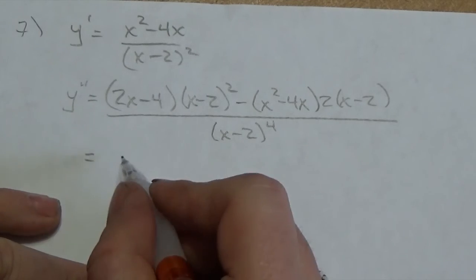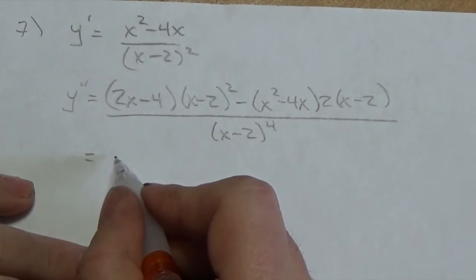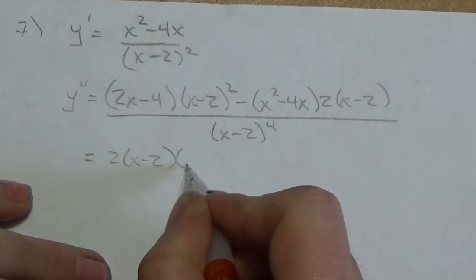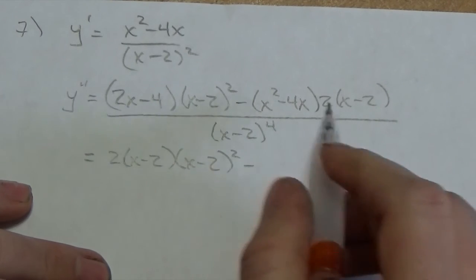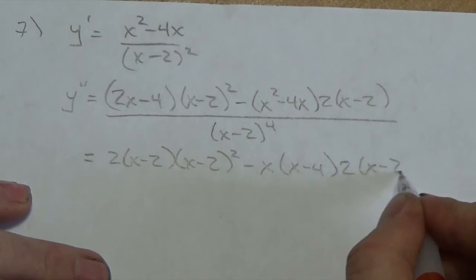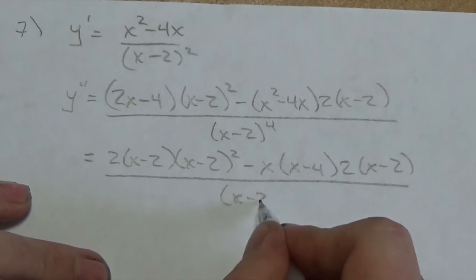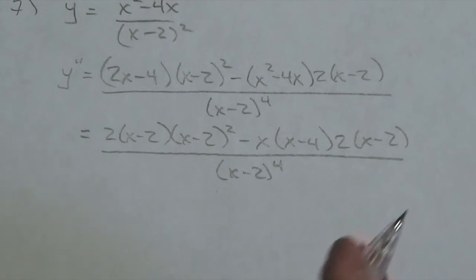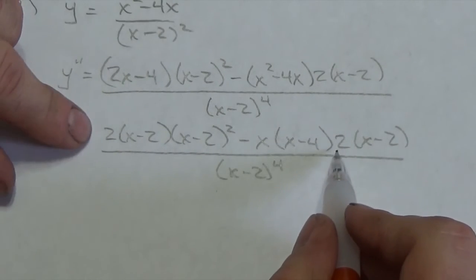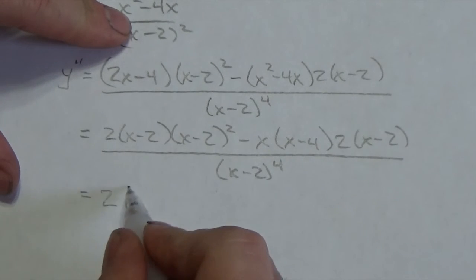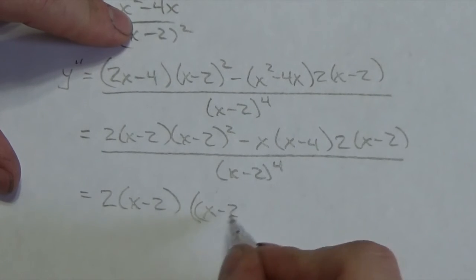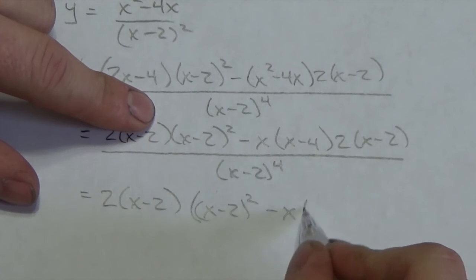Well, actually, I'm going to factor just a little bit more here, just so that we see everything. So I have got a 2, x minus 2, x minus 2 squared, minus x squared minus 4x, times x minus 2, over x minus 2 to the fourth. I just wanted to make sure that everything was factored, so when I pull stuff out, it's clear what I'm doing. Okay, I've got an x minus 2 here, an x minus 2 here, and 2 factors of 2. So that's what we're going to take out. 2 times x minus 2. That is going to leave me with x minus 2 squared minus x squared minus 4x.